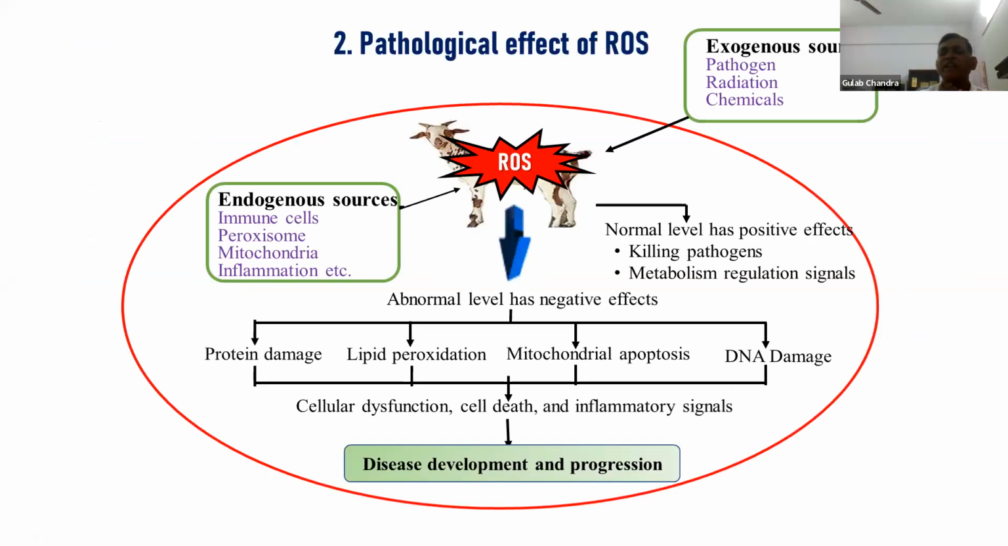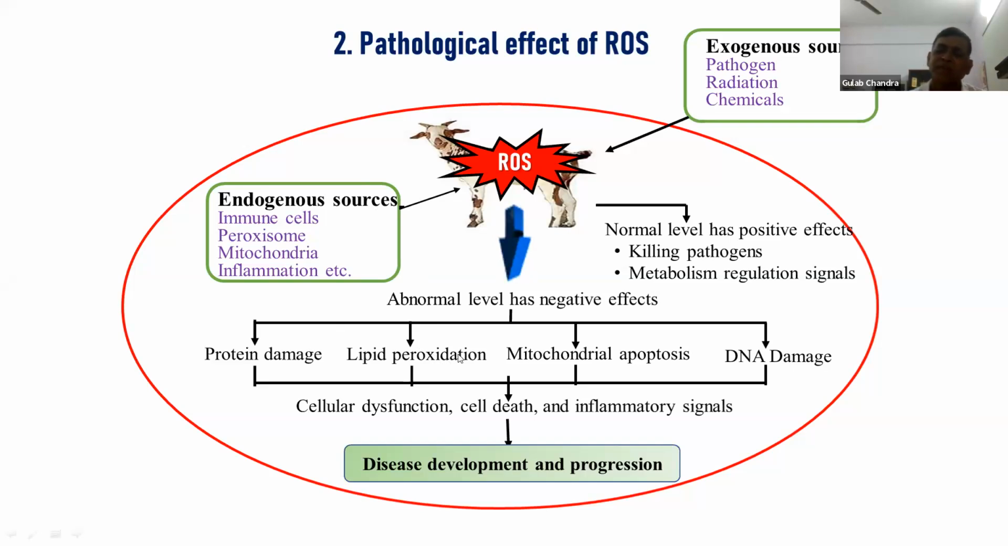The second one is the pathological effect of reactive oxygen species. Exogenous and endogenous sources promote the production of free radicals in goats that cause oxidative stress. If their concentration is excessively increased, it causes oxidative stress, and these free radicals are able to damage the proteins and lipids present in the cell membrane, because polyunsaturated fatty acids are very rich in the cell membrane.